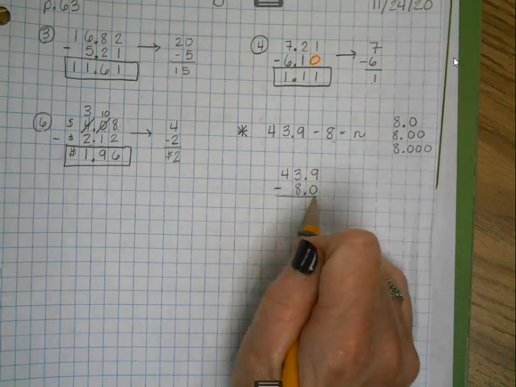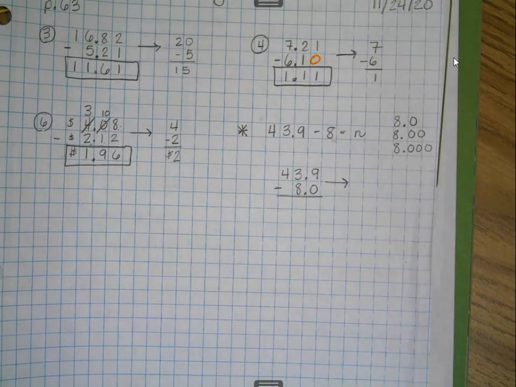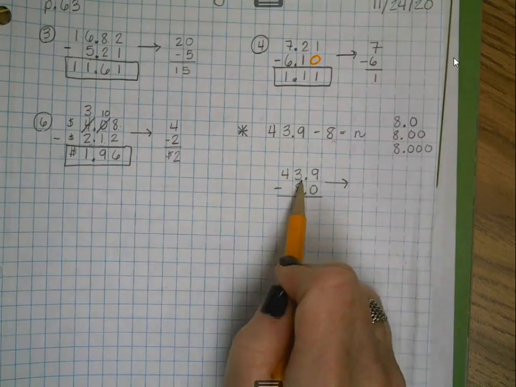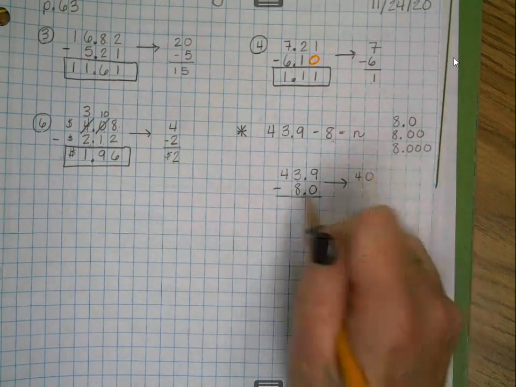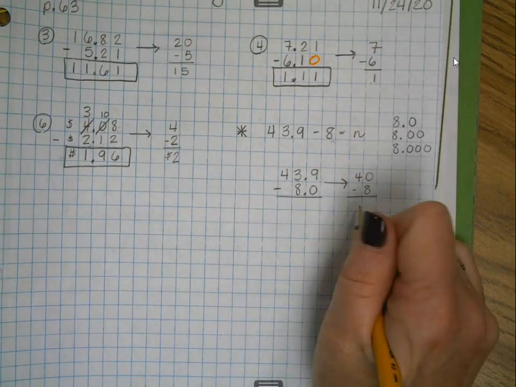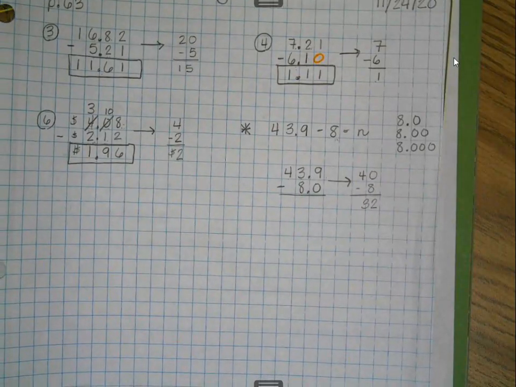Okay, now let's go out to the side and let's round to the nearest front digit. So 43 and 9 tenths, that 3 in the ones place tells me to keep this 40. 8 is already rounded to a whole number, so 40 minus 8, I get a difference of 32 for my estimate. So my actual difference should be close.